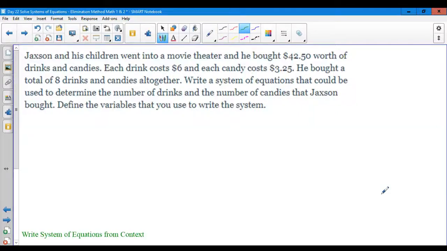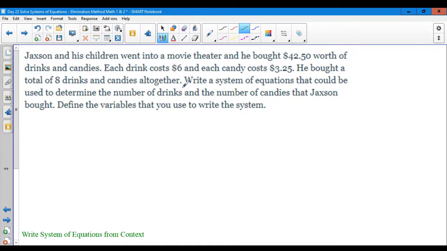Problem alert. Jackson and his children went into a movie theater and he bought $42.50 worth of drinks and candies. Each drink cost $6 and each candy cost $3.25. He bought a total of 8 drinks and candies altogether. Write a system of equations.